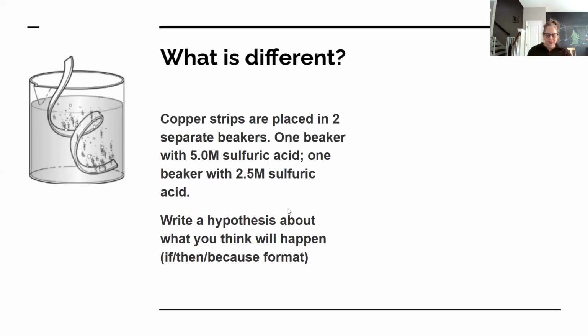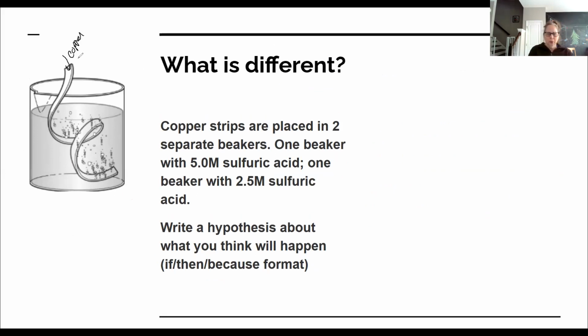All right, let's see. We have copper strips placed in two separate beakers. Now we're just showing one here, but we can get the idea from this one. Copper strips. One beaker has 5 molar sulfuric acid, another 2.5 molar sulfuric acid. Okay, so this is some sulfuric acid solution of some varying concentration. Okay, and then what is going to happen? What is different? Okay, so let's look.